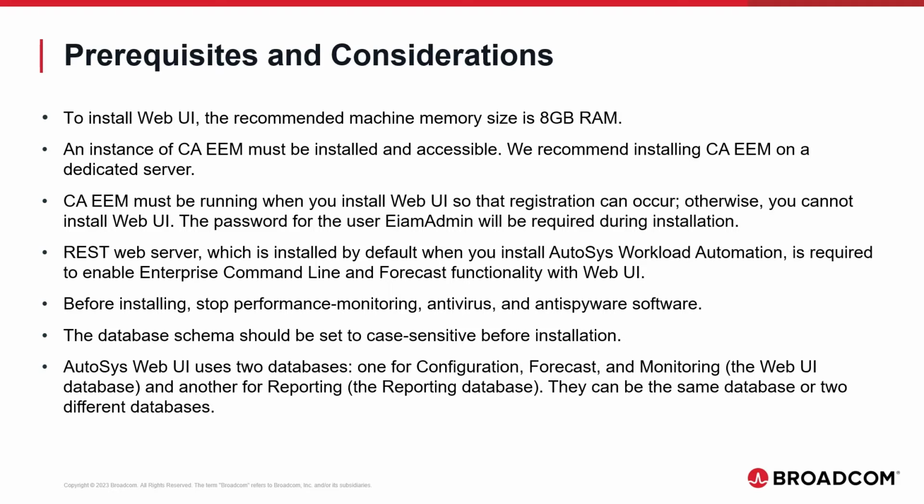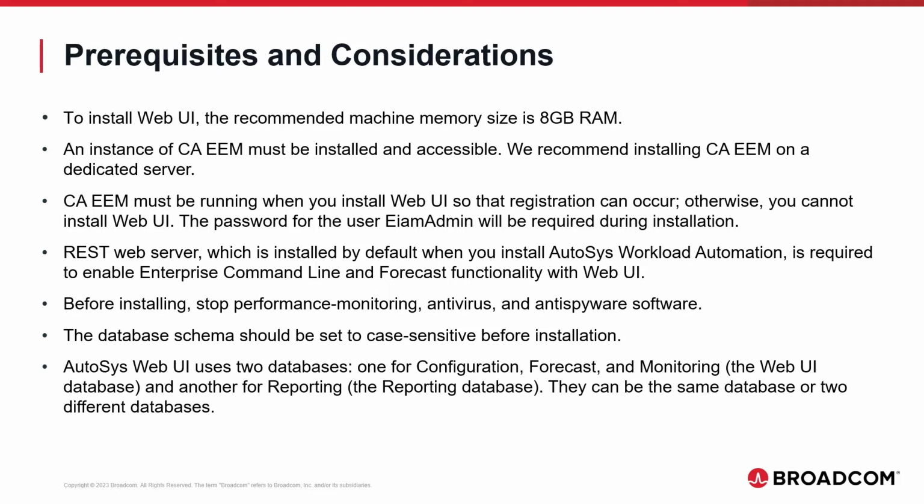Prerequisites and considerations. To install Web UI, the recommended machine memory size is 8 GB RAM. An instance of CAEM must be installed and accessible. We recommend installing CAEM on a dedicated server. CAEM must be running when you install Web UI so that registration can occur. Otherwise, you cannot install Web UI. The password for the user IAM will be required during installation.